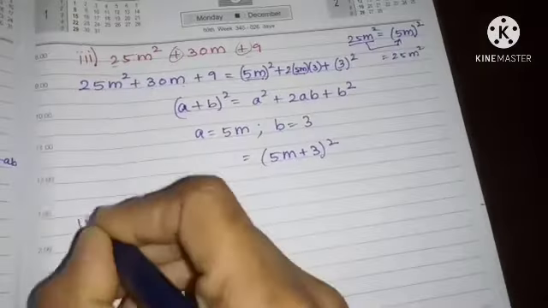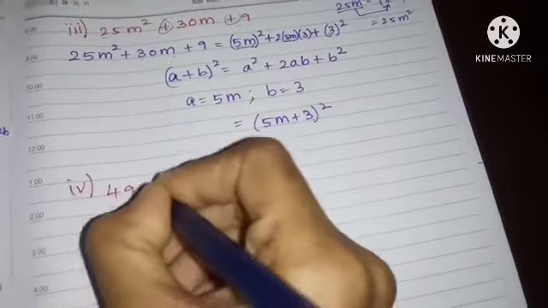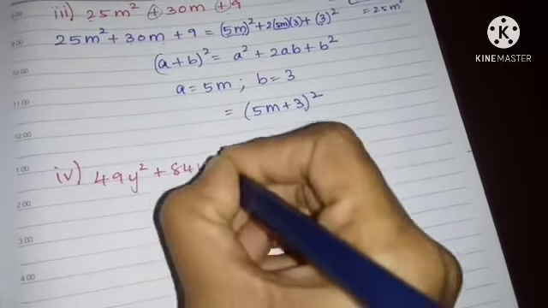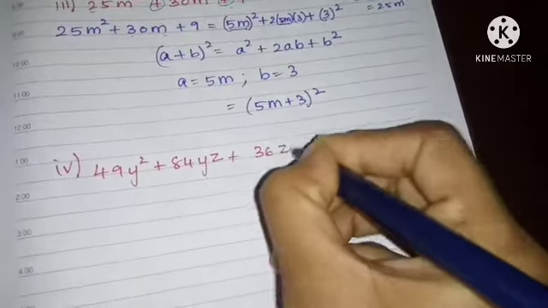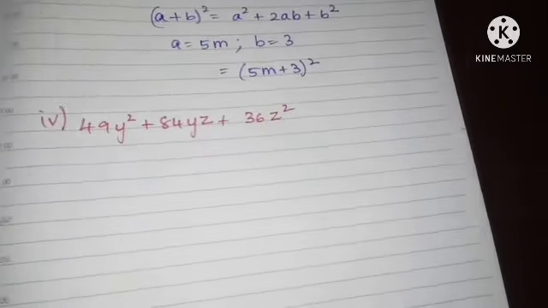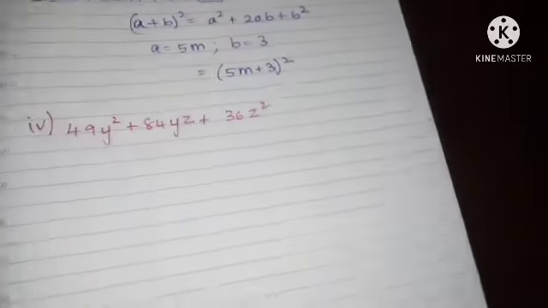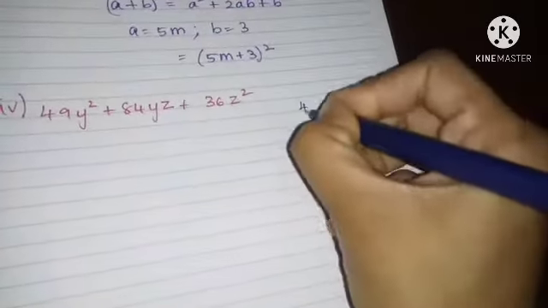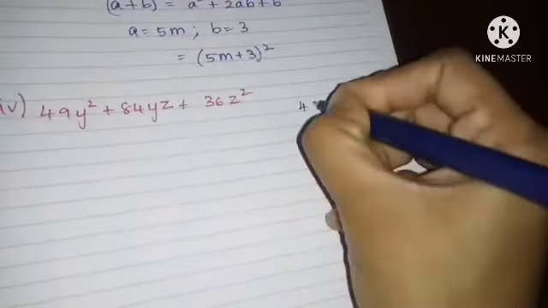Okay, next is your fourth problem. 49y square plus 84yz plus 36z square. Okay, now this is also the same. 49y square, how will you write, children? 49, how will you write? 7 square, correct? (7y) the whole square you will get 49, because 7 7s are 49, y into y, y square. So you will get it.